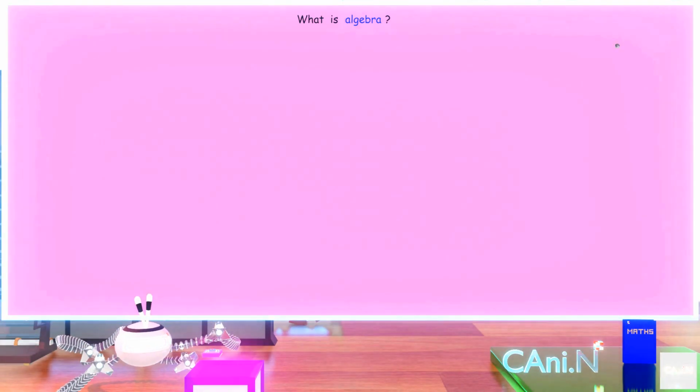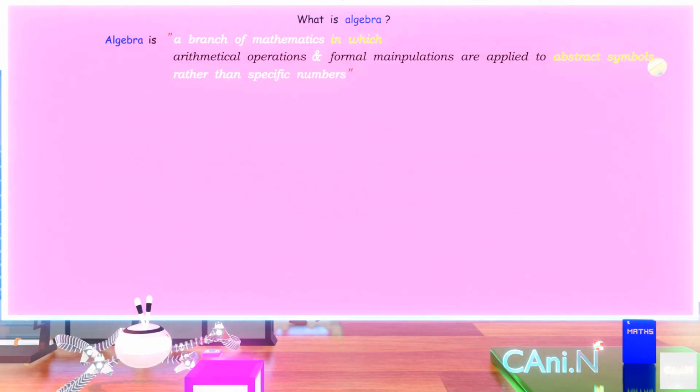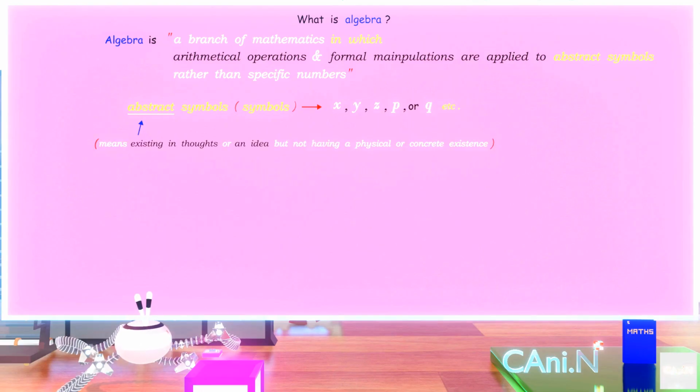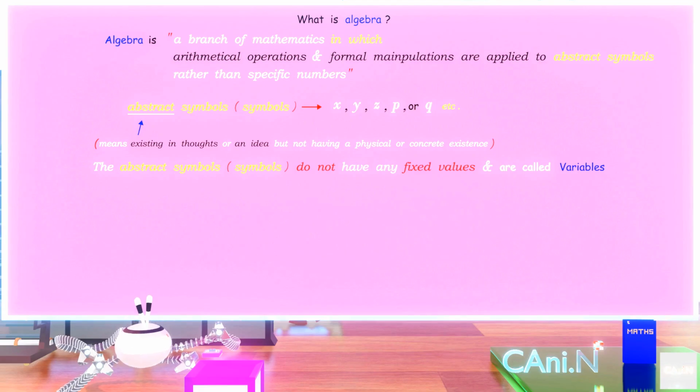Now first of all, what is algebra? Algebra is a branch of mathematics in which arithmetical operations and formal manipulations are applied to abstract symbols, rather than specific numbers. Here, abstract symbols, or simply symbols, are letters like X, Y, Z, P, or Q, etc. Abstract means something existing in thoughts, or an idea, but not having a physical or concrete existence. The abstract symbols or symbols do not have any fixed values, and are called variables.